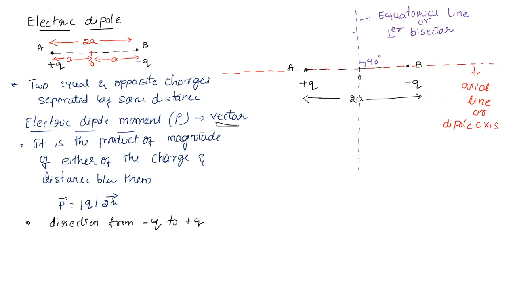Okay, so is that clear? The electric dipole is clear, the direction of the dipole is clear, and the axial line and equatorial line notation is clear to all of you. Yes. Now we go for finding the electric field due to a dipole on the axial line. This is the first derivation of this chapter, I think. Try to understand this derivation very properly.